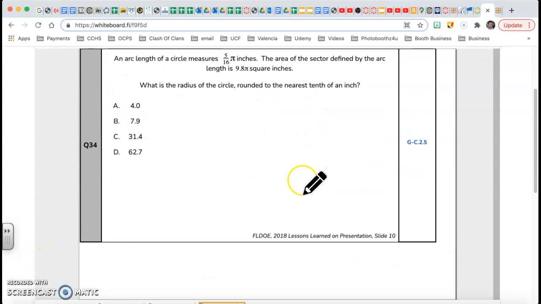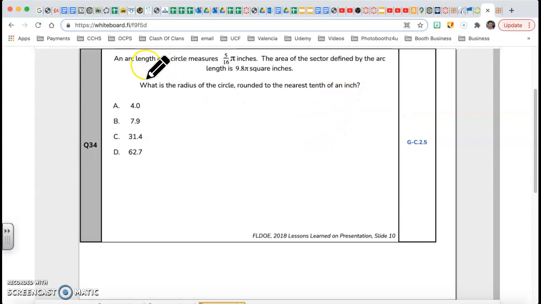Okay, let's work on 34. Let's read. An arc length of a circle measures 5/16 pi inches. The area of the sector defined by the arc length is 9.8 square inches. What is the radius of the circle, rounded to the nearest tenth of an inch? Okay, so here we go.